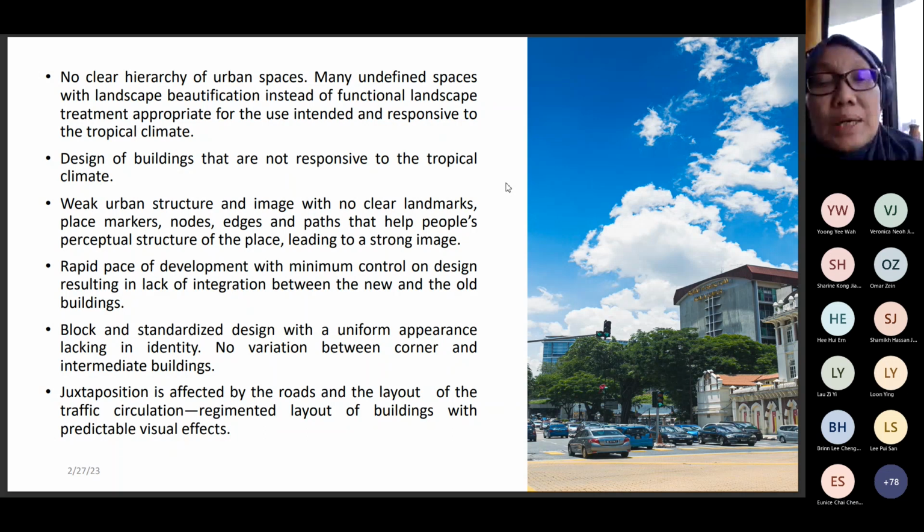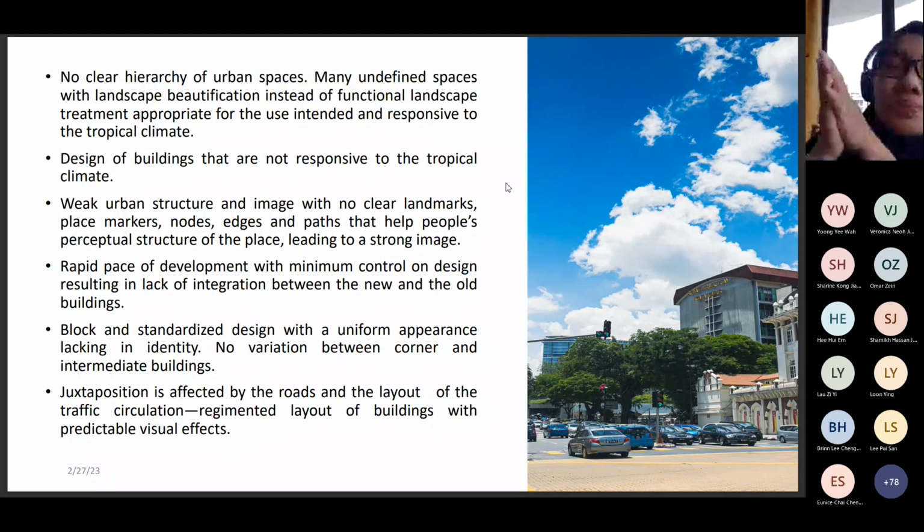Juxtaposition is affected by the roads and layout of the traffic circulation, where you have a regimented layout of buildings with predictable visual effect. The roads actually become the generator of the urban form. Rather than being a means of transportation, they become the means to dictate the way the townscape is being produced. Next.